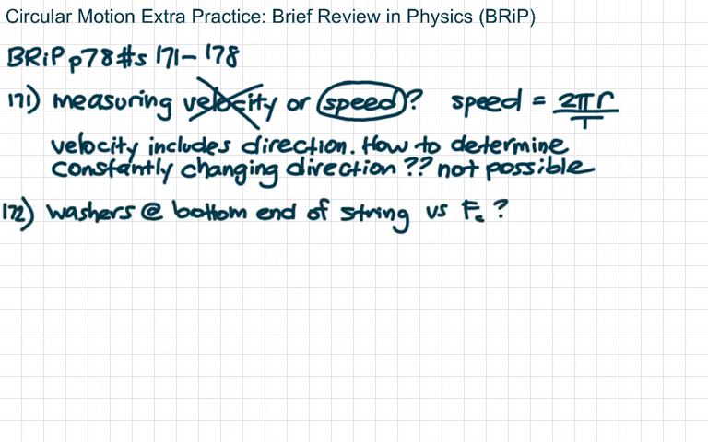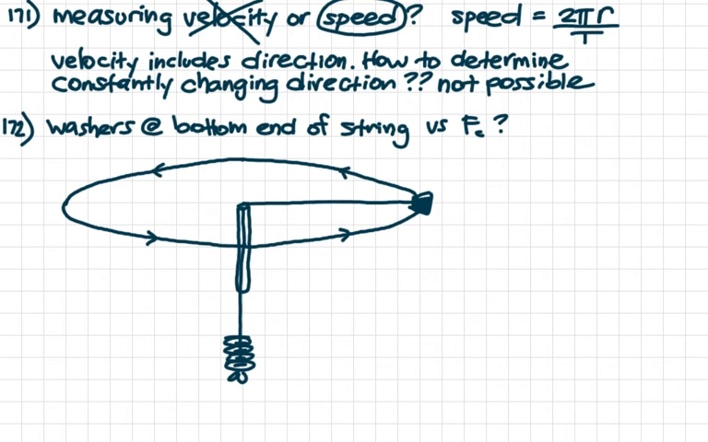So 172 wants to know how the number of washers attached to the bottom end of the string, as shown in the diagram, can be compared to the centripetal force. So let me explain how the apparatus works in terms of the string tension. So here's a little drawing of the apparatus.